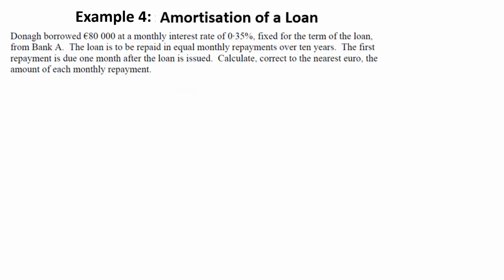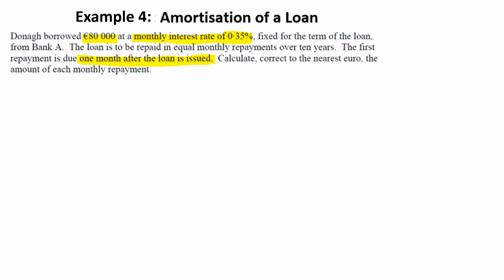So example 7.4, amortization of a loan. Donna borrowed 80,000. Let me just highlight important pieces. 80,000 at a monthly interest rate of 0.35% for the fixed term of a loan from Bank A. So this was actually a follow-on from our example in 7.1, but we're just looking at them separately. The first repayment is due 1 month after the loan is issued. That's important. And calculate correct to the nearest euro the amount of each monthly repayment.